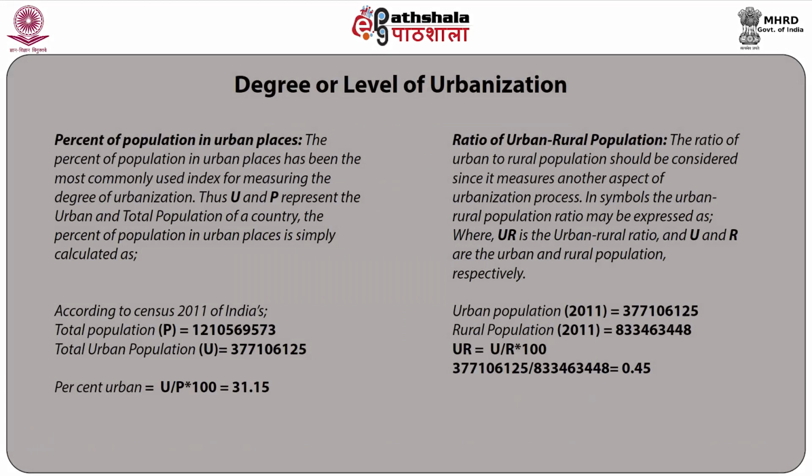There is another important measure of the degree or level of urbanization, and that is called the urban to rural ratio. Instead of calculating percentage urban, we can relate urban population with rural population as a ratio. So urban population divided by rural population, and this ratio can give us an indicator which is called the degree or level of urbanization. So in 2011, the degree or level of urbanization in terms of urban-rural ratio was 0.45, or in terms of percentage it was 45%.